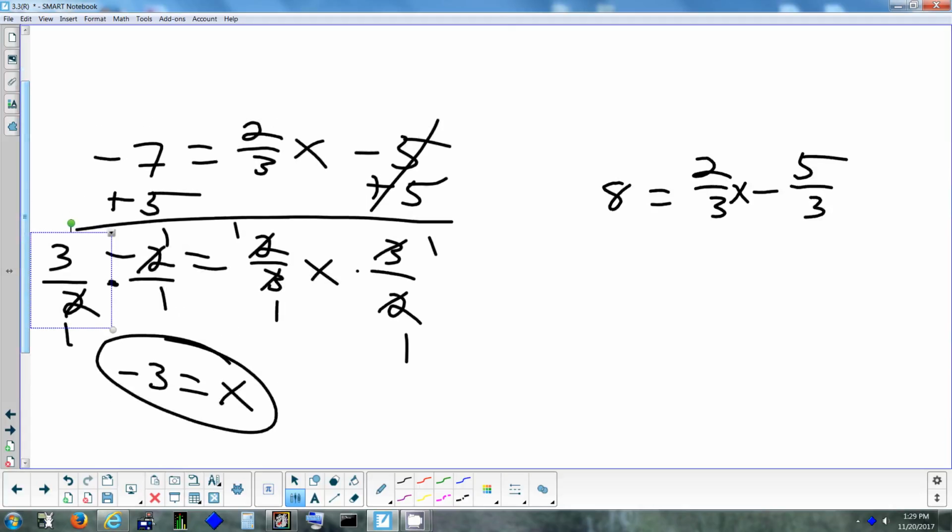If you want to do it this way, where we get x by itself, you use the reciprocal and do it that way, that works too. It's entirely up to you how you want to do it. Now this problem is going to be harder if you didn't use the shortcut.